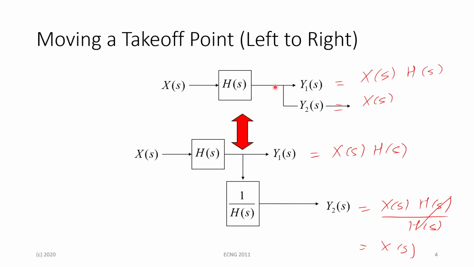So always start, before you actually shift the point, by obtaining the original equations for y1 of s and y2 of s. And after you shift it, be it left to right or right to left, you need to make sure that you maintain the y1 of s equation as is, and the y2 of s equation as is. And in most cases, the y2 of s equation is where you're going to be adding in an extra block on this takeoff point when you do the shift, in order to get back to the original y2 of s equation.